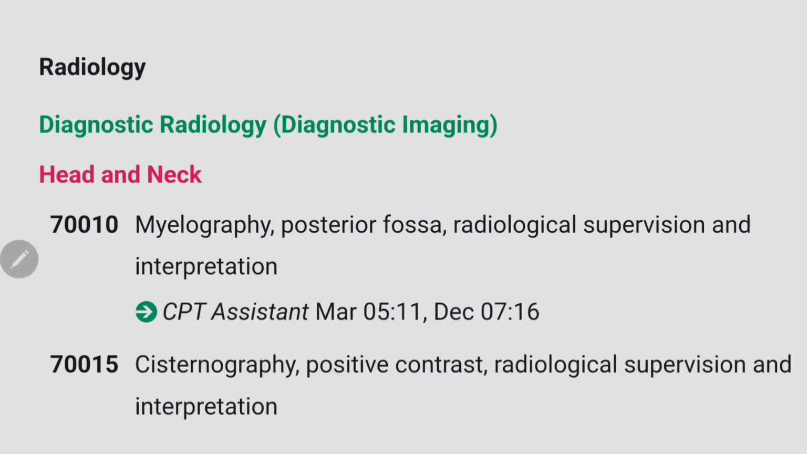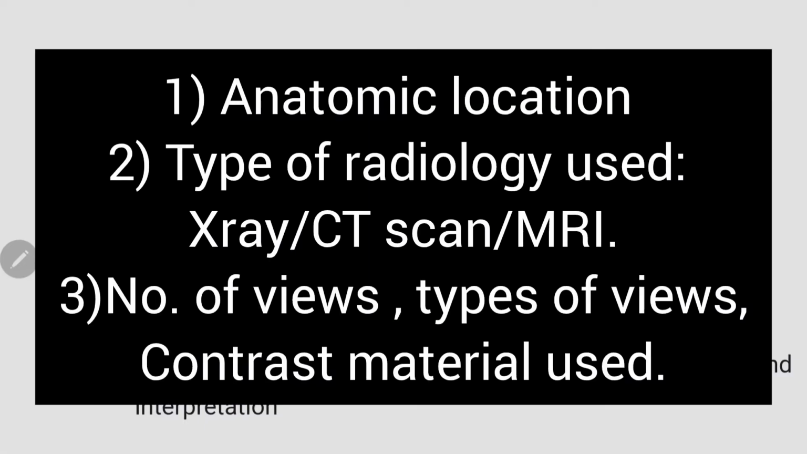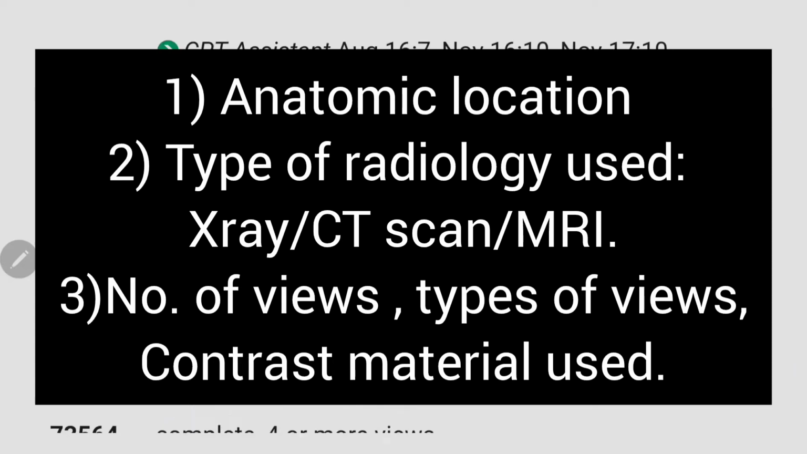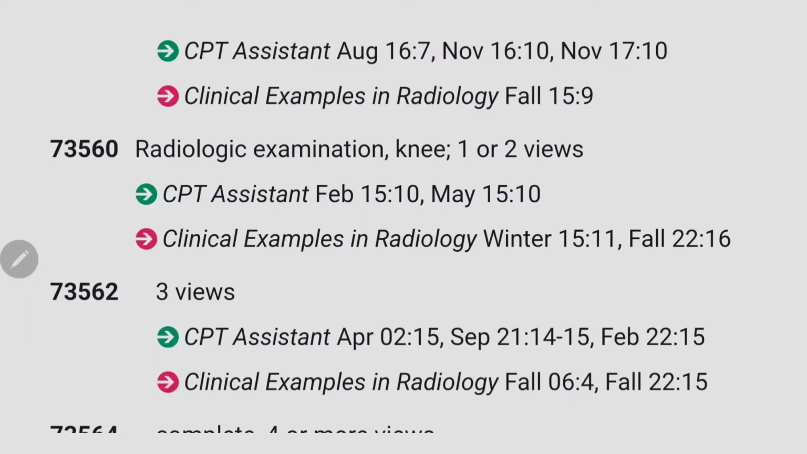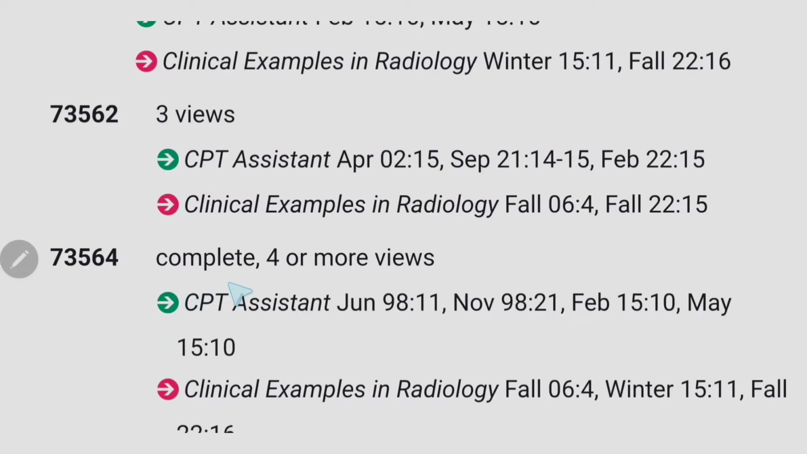While coding for diagnostic radiology, we must check three things. First, anatomic location; second, type of radiology used, X-ray, CT scan or MRI; and third, we have to check number of views, types of views and whether contrast was used or not. For example, in the code 73560, you can see they have mentioned radiological examination knee 1 or 2 views, and 73562 is for 3 views and 73564 is for complete, 4 or more views.